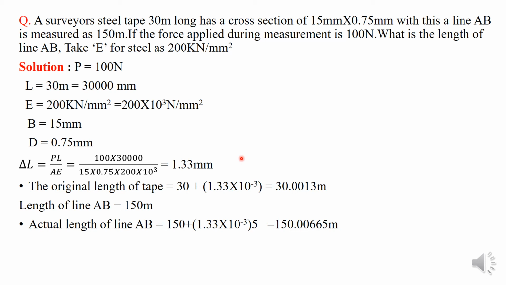Okay, so it is asked in the question that we have to find out the value of that length. For that, first of all, find out the change in length of that steel tape while we apply the load of 100 Newton. So for that, use the expression delta L is equal to PL divided by AE. All the dimensions are given in the question. P, which is 100 Newton, L, which is 30 meter, that is 30,000 mm, divided by area, the cross sectional area, which is given as 15 into 0.75 mm. So 15 into 0.75 will give the area, then Young's modulus value.